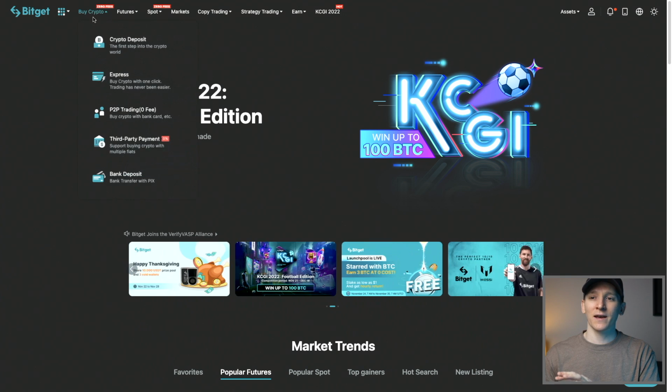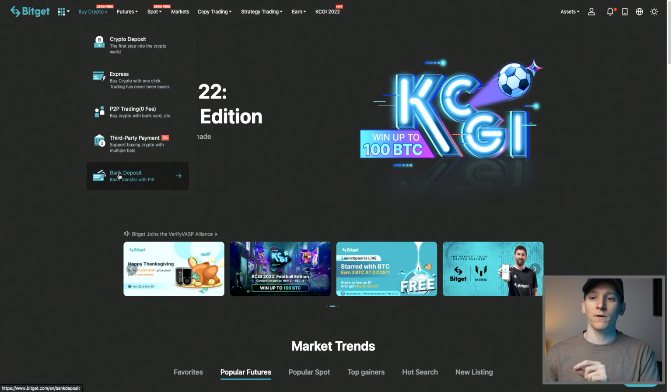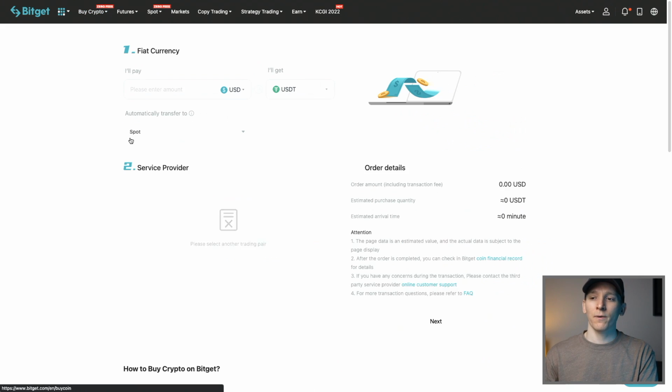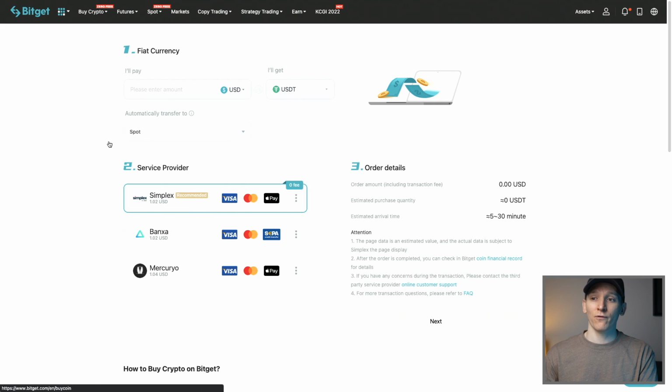The first thing is you can actually buy crypto right here. If you go to bank deposit, there are a few fiat currencies supported via bank deposits, or you can go to third-party payment. For right now, they're actually giving 0 fees, so you can pay via a card and actually get fiat currency on here. If you want to deposit cryptocurrency, then you can also do that. Again, I'll leave that for the beginner's guide video.